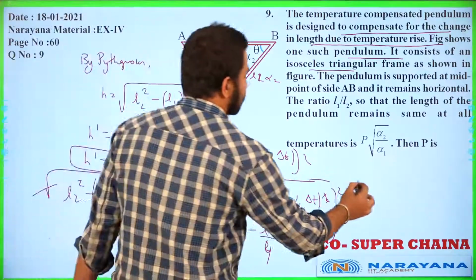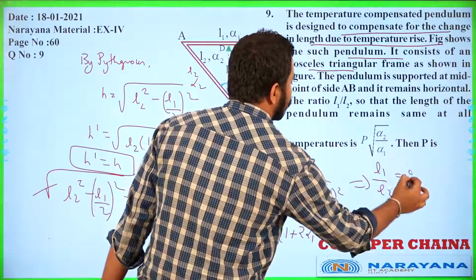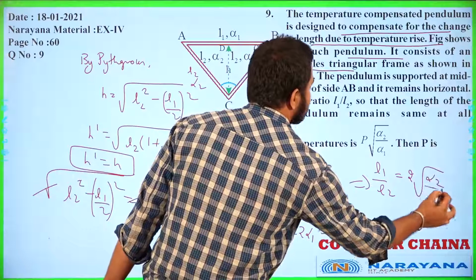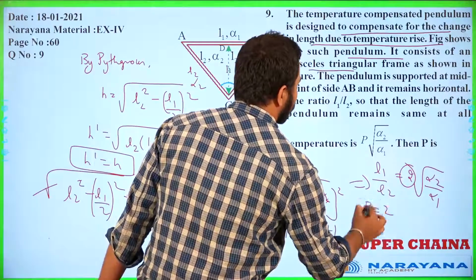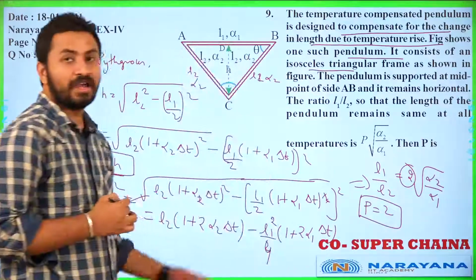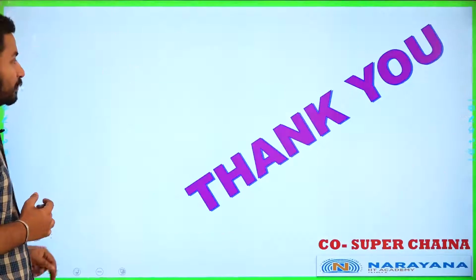So if you simplify this, L1 by L2 will be coming as nothing but 2 root alpha 2 minus alpha 1. So what is the value of P? P will be nothing but 2, and that will be my required answer for this question here, student. So this is how you have to proceed on this part.